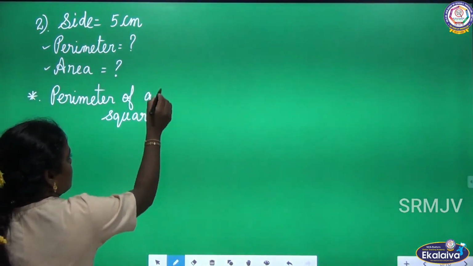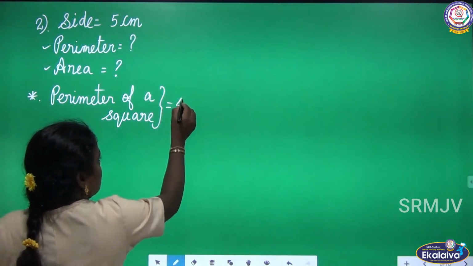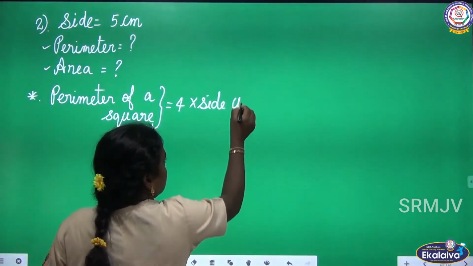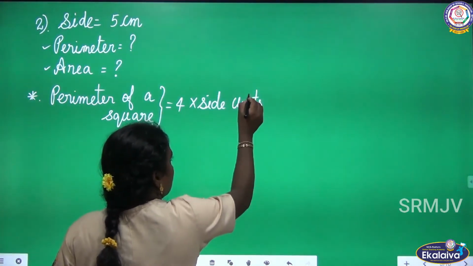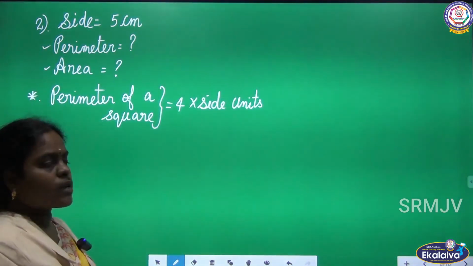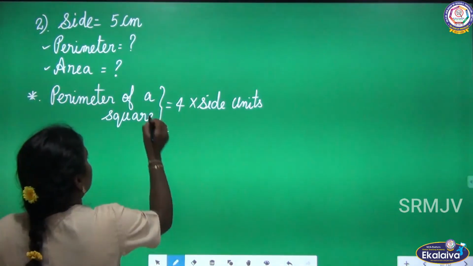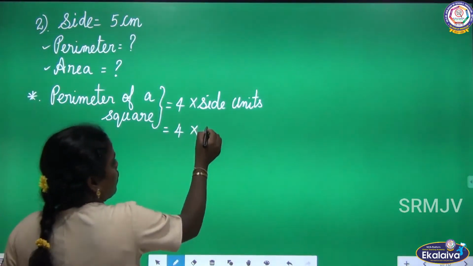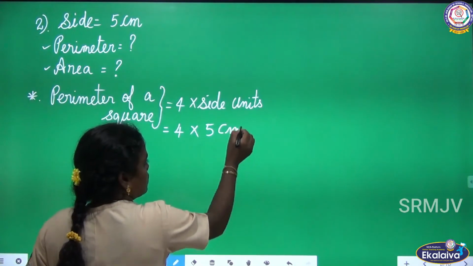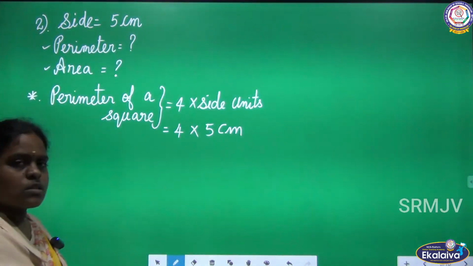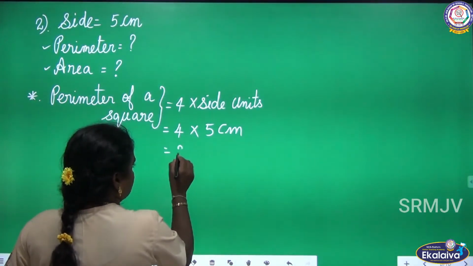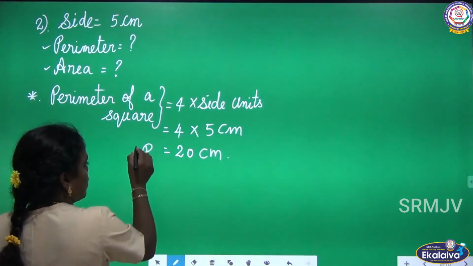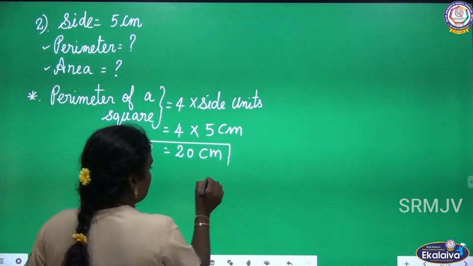Yes, it is 4 into side units. 4 into side units is the formula of the perimeter of a square. So here we know the side, 4 into 5 centimeter. 4 5s are 20. 20 centimeter is the perimeter of the square.